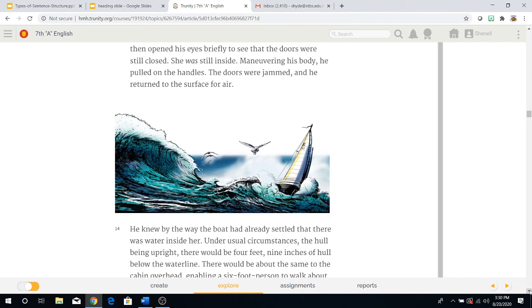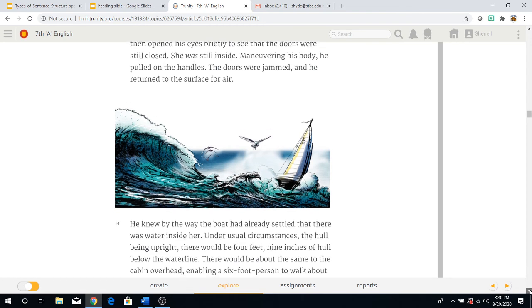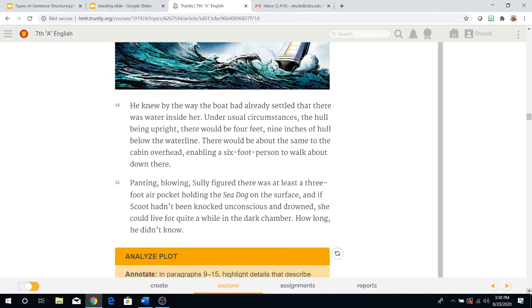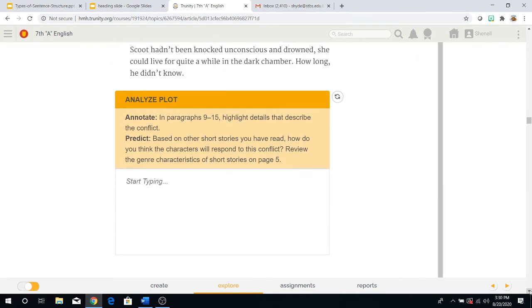Then we have an image of what that wall of water looks like, guys. Look at that. Wow, I would be really scared of that. We keep going to 14 and 15, and then we analyze the plot. Annotate in paragraphs 9 to 15, highlight details that describe the conflict, and then after doing that, predict based on other short stories you have read, how do you think the characters will respond to this conflict? Review the genre characteristics of short stories on page 5. Remember, we covered those. This is where we're going to stop in the story.